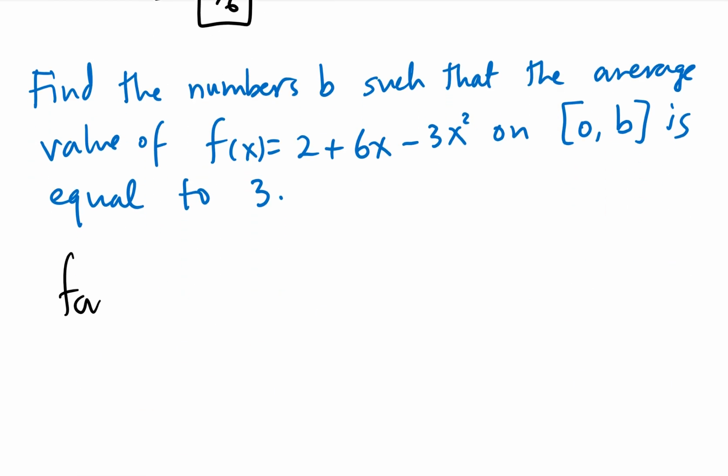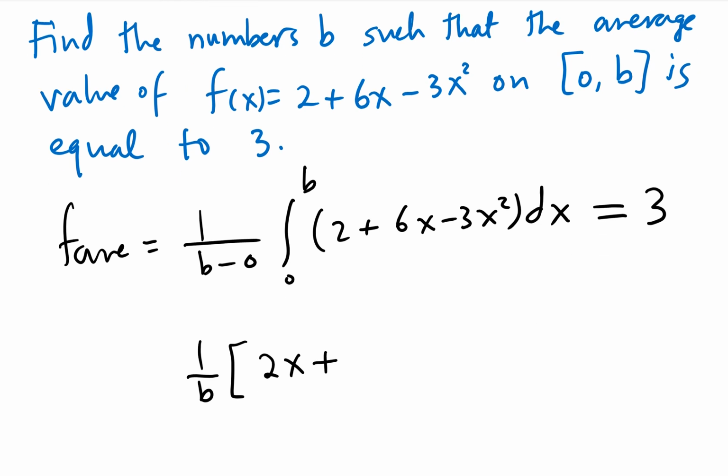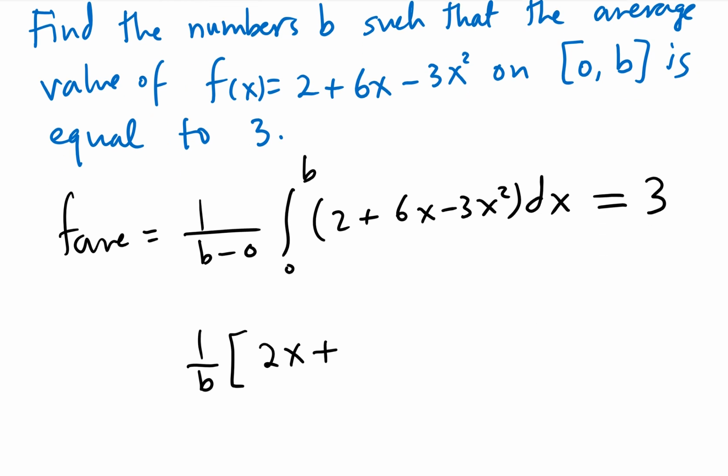So the f average is 1 over b minus 0, integral 0 to b of the function dx. They said this is given to us as a 3. So 1 over b, I'm sure we can integrate this so easily. 2x plus, we have 6x squared over 2, so that's 3x squared, minus 3x cubed over 3, which is x cubed, from 0 to b.